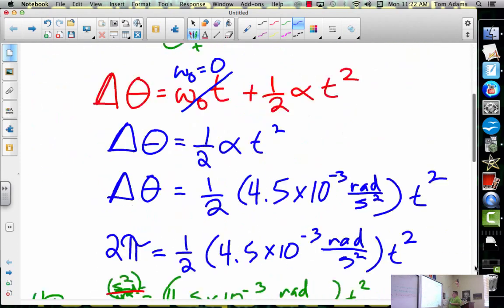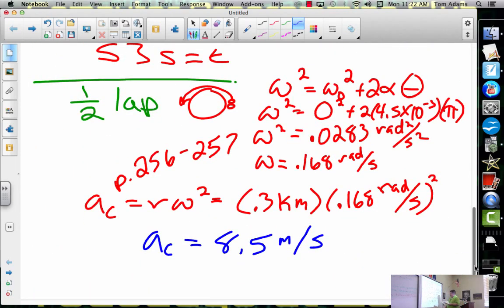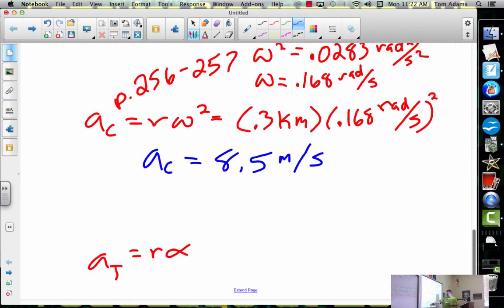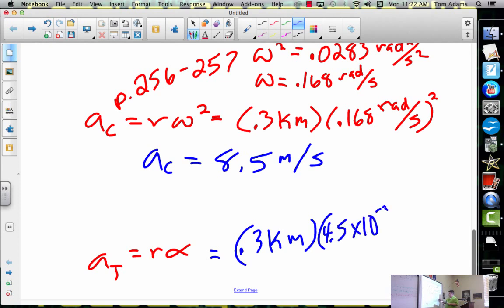So when we come back now, we're going to do the exact same thing, but now we want to find that with regards to the tangential. Well, the tangential is going to be 0.3 kilometers times this 4.5 times 10 to the negative 3, and that number is going to be 1.4. Whoops, not 1.5, 1.4 meters per second squared.